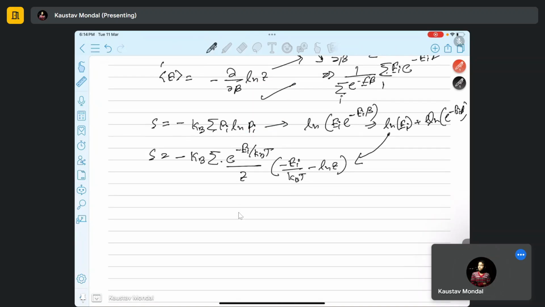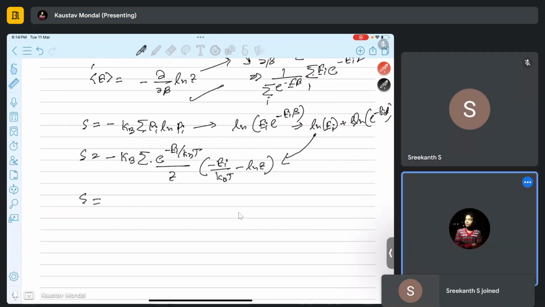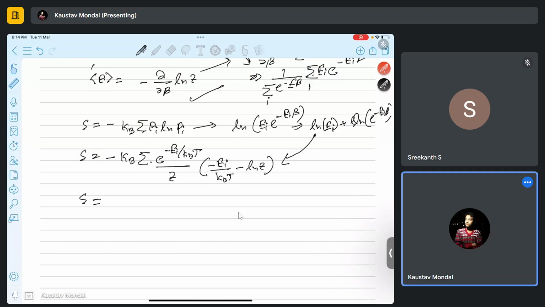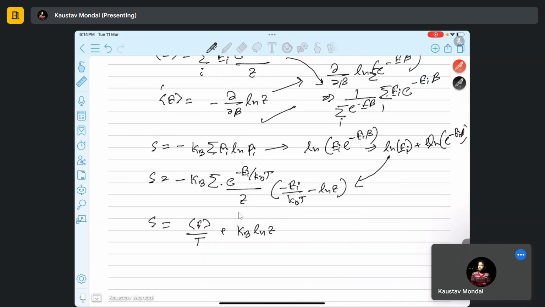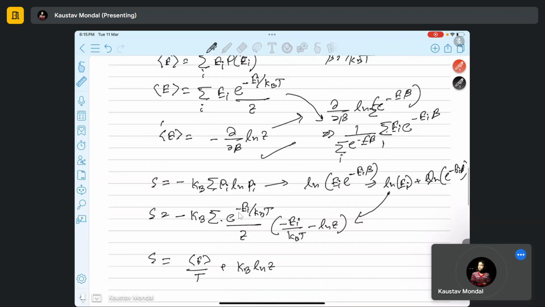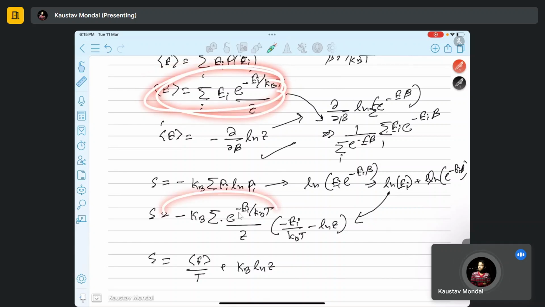So now we can write S as E bar by T plus kB ln Z. How is this E bar by T coming? Because E bar is already calculated, right? E bar is basically this thing. So we have substituted this E bar, and this thing is the same, so we can write it like this.